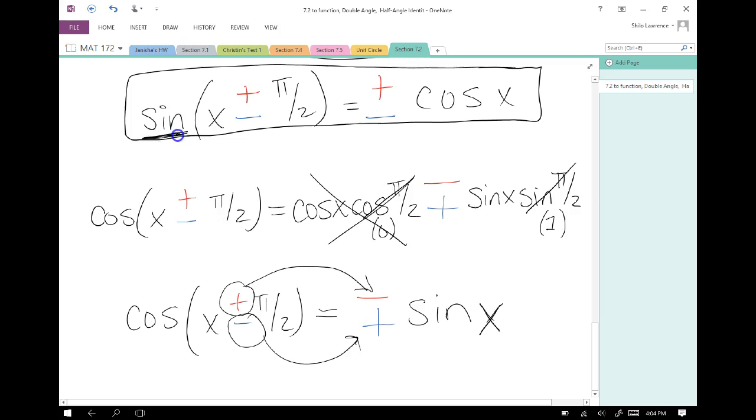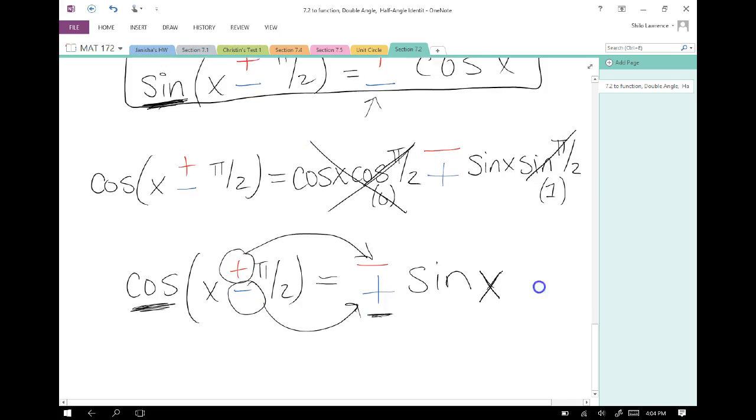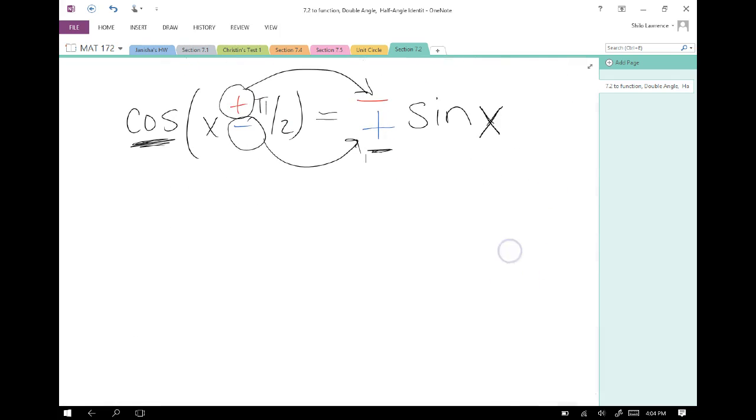In the sum and difference formula for sine, the signs stay the same. In the sum and difference formula for cosine, the signs change. Same exact thing here. So that's just a little quick way to remember what's going on with these identities.